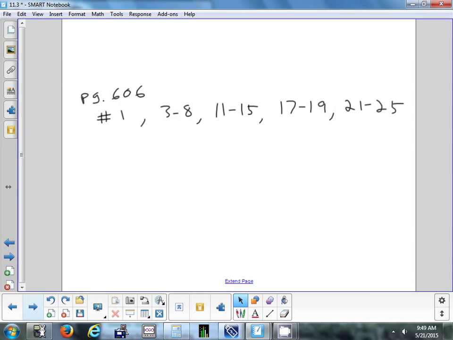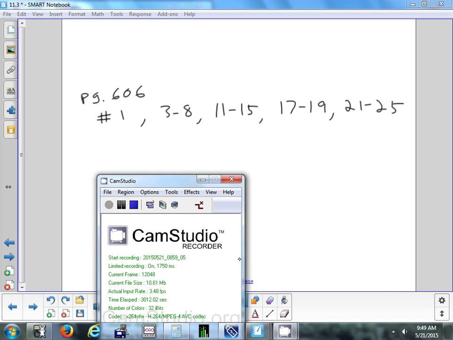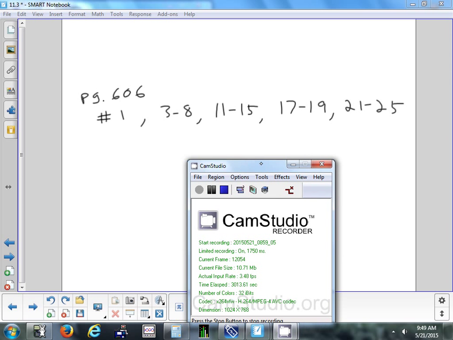All right, so the homework tonight is on page 606. And it's 1, 3 through 8, 11 to 15, 17 through 19, and 21 through 25. Okay, so we'll take a look at that tomorrow, and then we'll have our test on everything in chapter 11 so far.